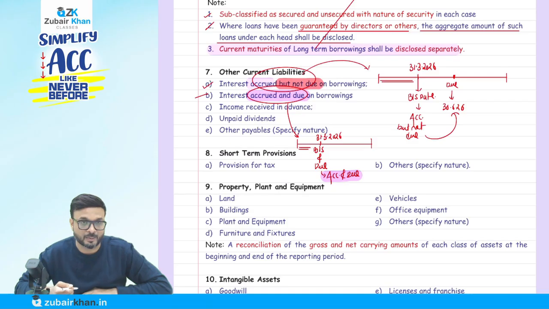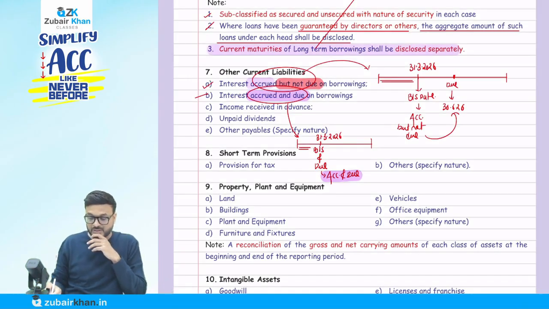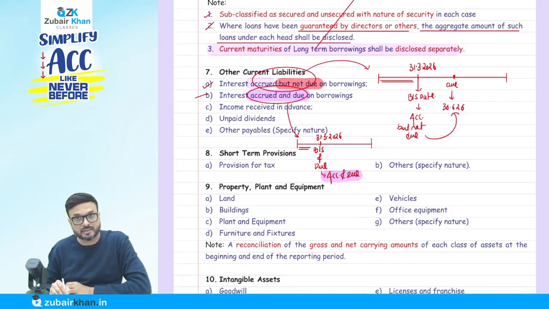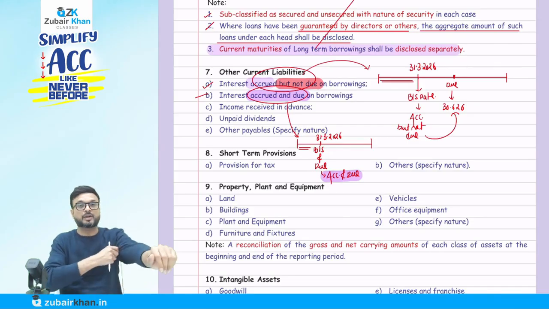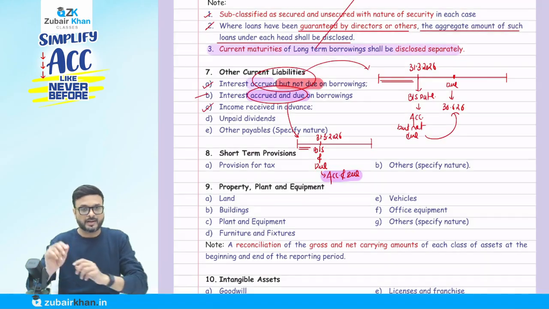So both are liability, but there is a difference in the meaning. In one case, which is not yet due, it will be due on 30th of June. Here, the due date is also 31st of March. So accrued and due both on 31st of March. You got the point here. But remember that it is a part of what? Other current liability. When you receive something, income received in advance.